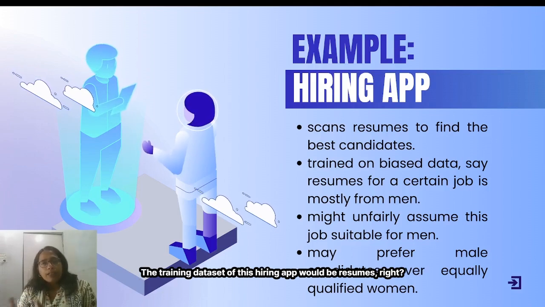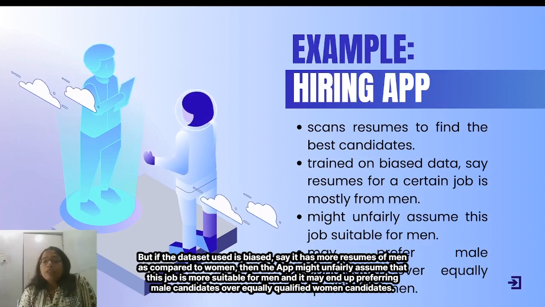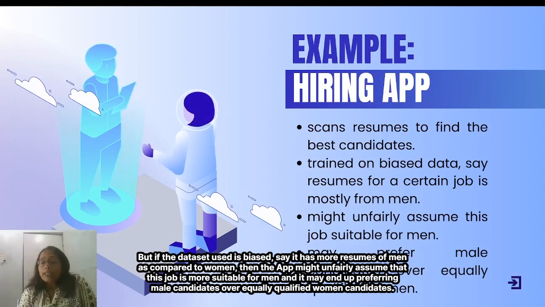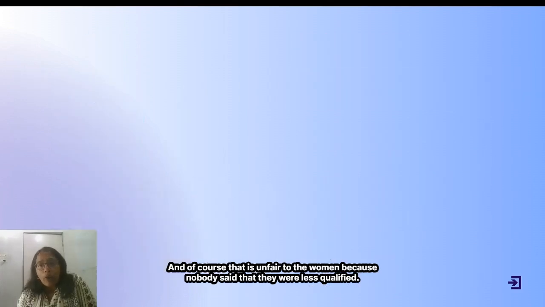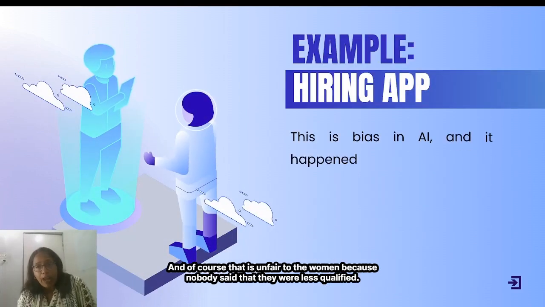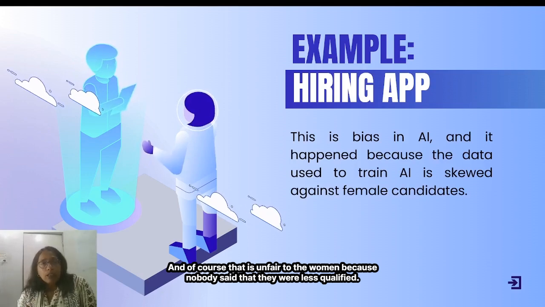The training data set of this hiring app would be resumes, right? But if the data set used is biased, say it has more resumes of men as compared to women, then the app might unfairly assume that this job is more suitable for men, and it may end up preferring male candidates over equally qualified women candidates. And of course, that is unfair to the women because nobody said that they were less qualified.